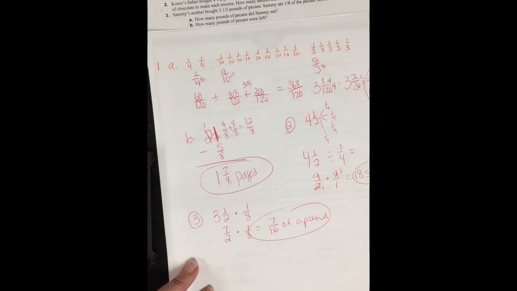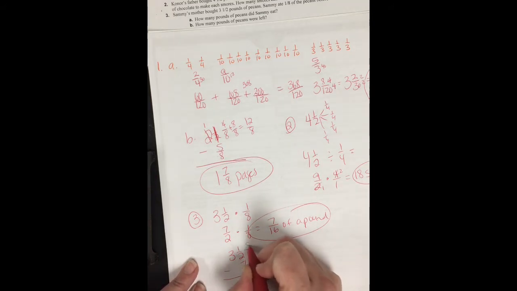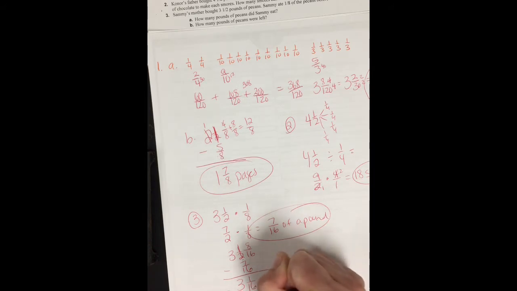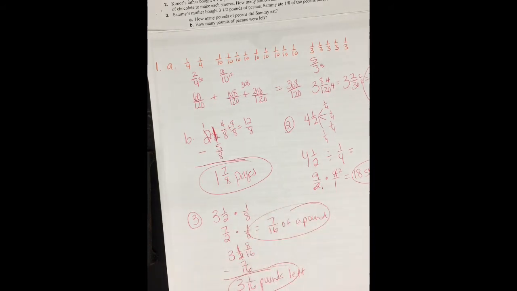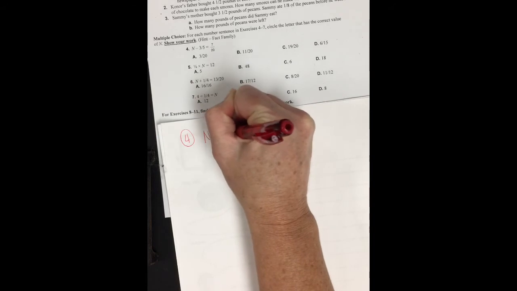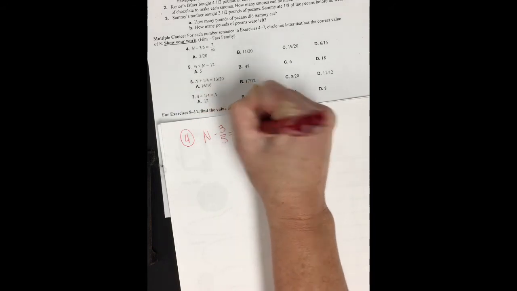And B is how many pounds were left. Well, he started out with 3 1/2. He ate 7/16. 8/16 minus 7/16 is 1/16. 3 minus nothing is 3. So we have 3 1/16 pounds left.